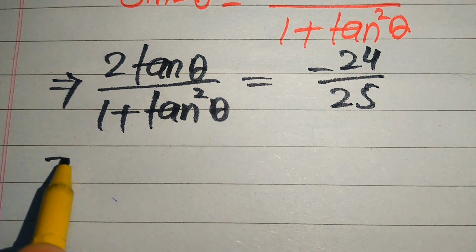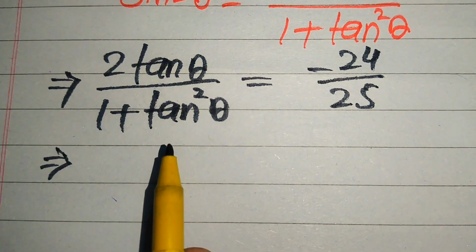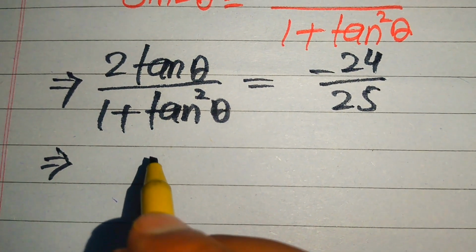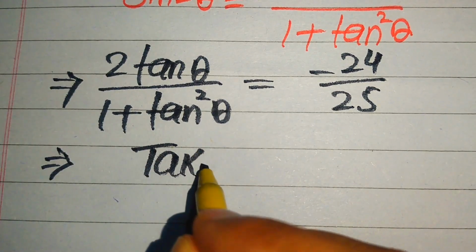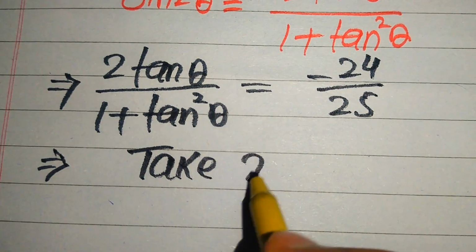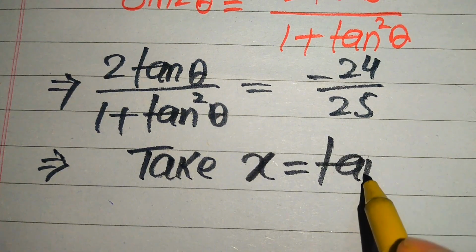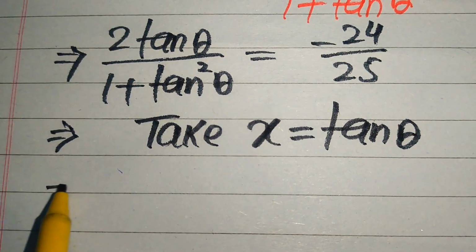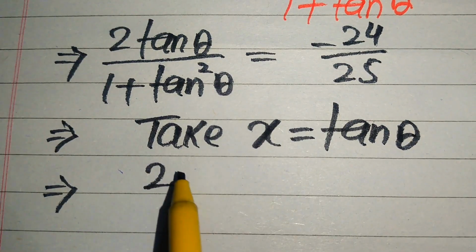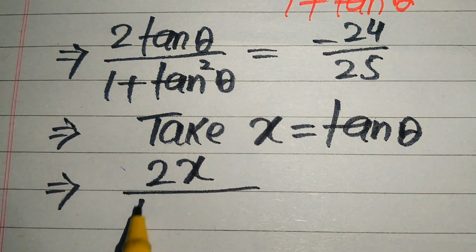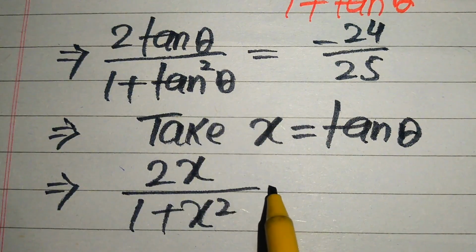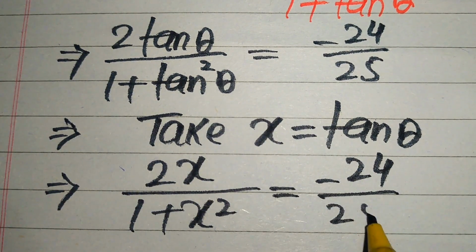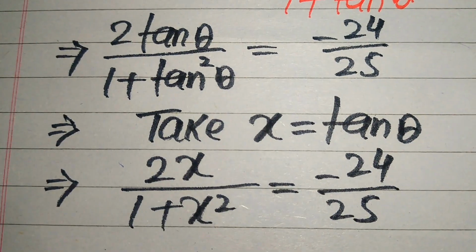Further, in the next step, we first write this equation in a simplified form, and for this we take a little substitution: we take x equals tan theta. When we take x equals tan theta, the above equation is written as 2x divided by 1 plus x square equals minus 24 divided by 25.